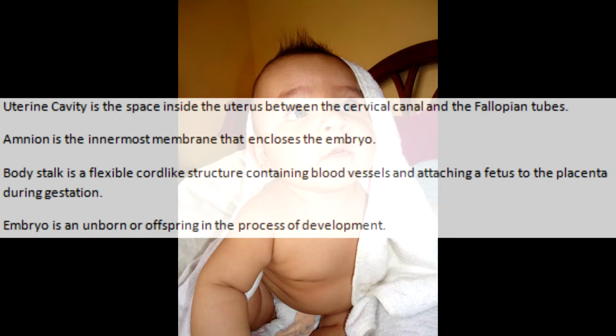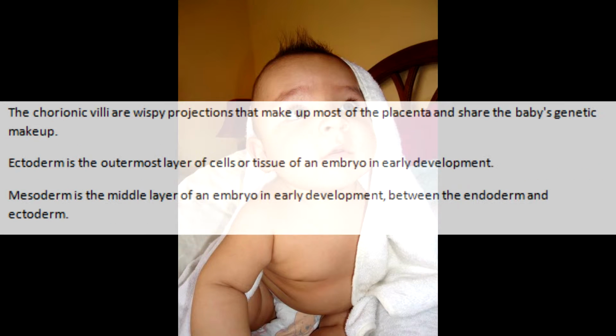Amnion is the innermost membrane that encloses the embryo. Body stalk is a flexible cord-like structure containing blood vessels and attaching a fetus to the placenta during gestation. Embryo is an unborn offspring in the process of development. The chorionic villi are wispy projections that make up most of the placenta and share the baby's genetic makeup.